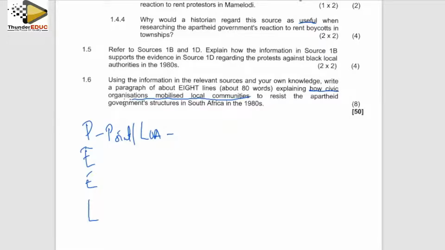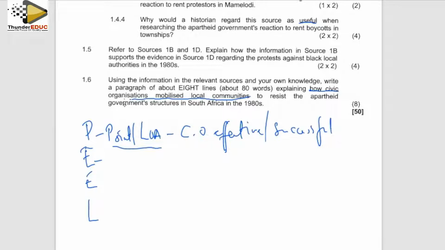So in this instance, it is evident that civic organizations were effectively able to mobilize local communities to resist apartheid, or they did succeed or greatly influenced and mobilized Black local communities to resist apartheid government structures. So that is your line of argument or your answer to the question. We are saying the civic organizations were effective, or they were indeed successful in mobilizing Black people. Then you go on to explain. This is your line of argument. You must have an answer to the question. Then you go on to explain.